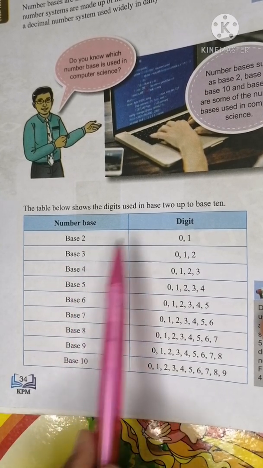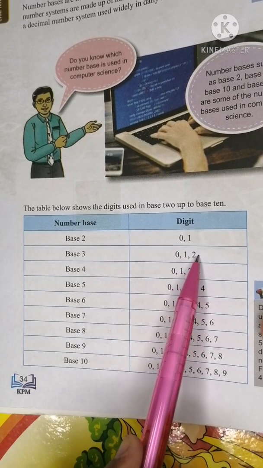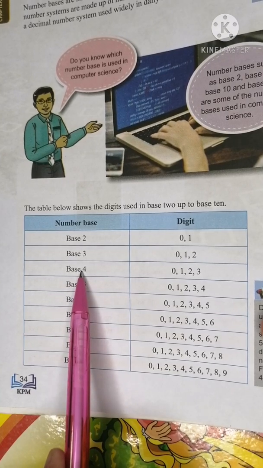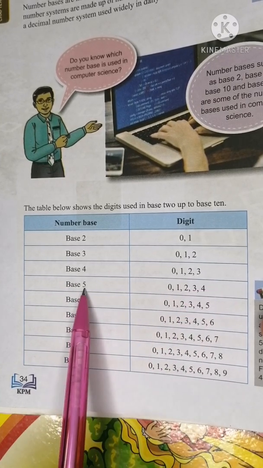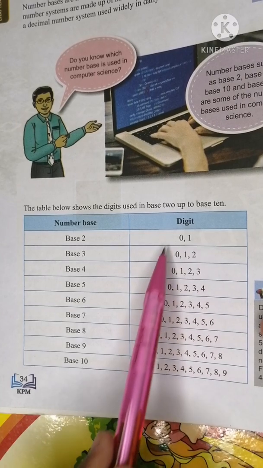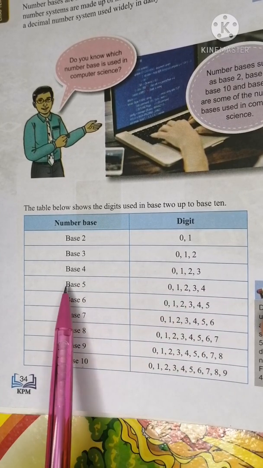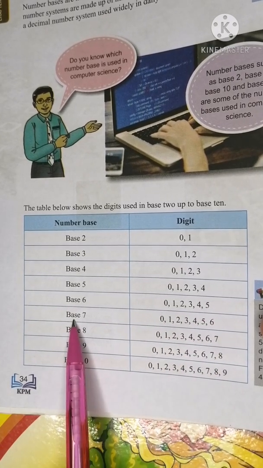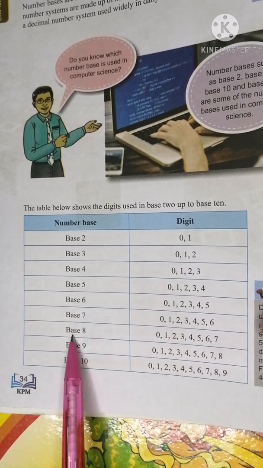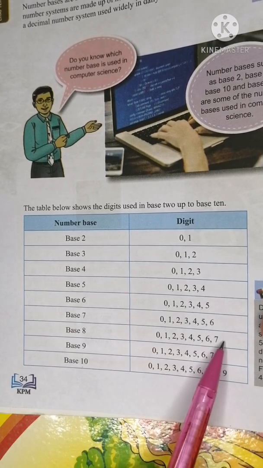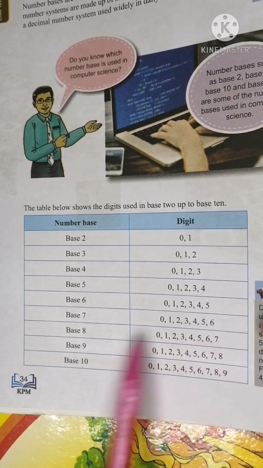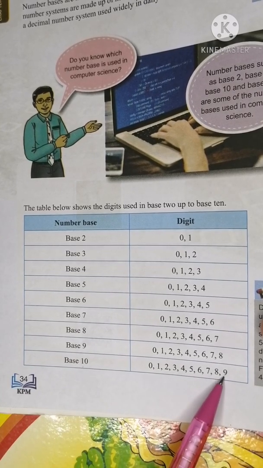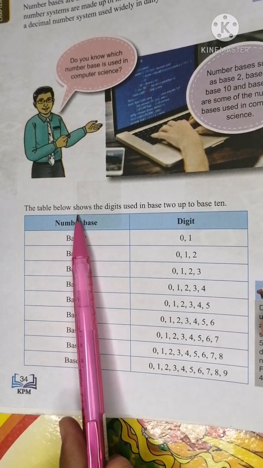Base 3 consists of digits 0, 1 and 2, which do not exceed the number 3. Then base 4, 0 until 3. Base 5, 0 until 4. These are the digits for each base. Look at base 6, 0 until 5, base 7, 0 until 6, base 8, 0 until 7, base 9, 0 until 8, base 10, 0 until 9. We don't have base 1.